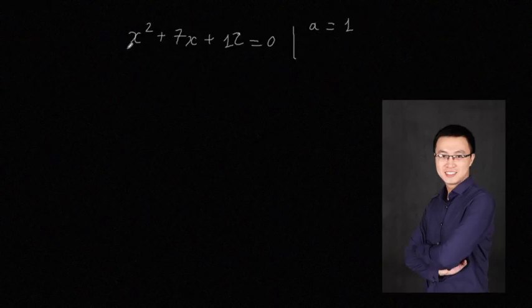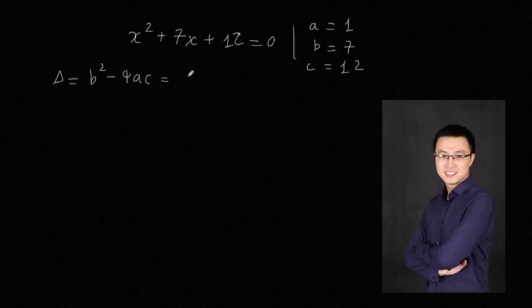Okay. The other exercise is x squared plus 7x plus 12. You identify a equal to 1 because the coefficient of x squared is 1. You get b equal to 7 and c equal to 12. Then you apply the formula for delta, b squared minus 4ac. I think in the first exercise you practice the quadratic formula, you should rewrite the formula first. After that you substitute the values.